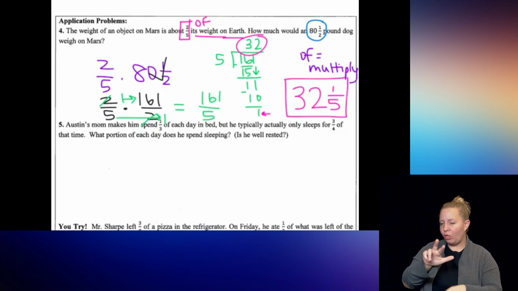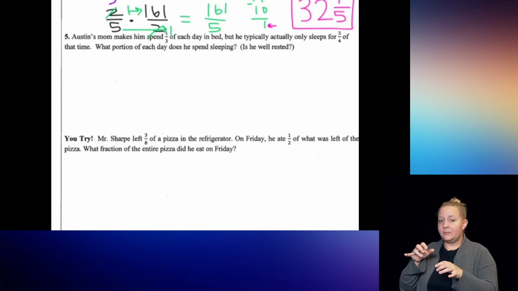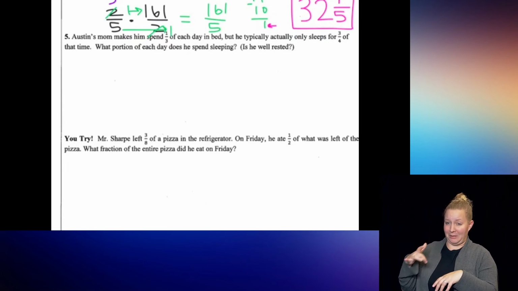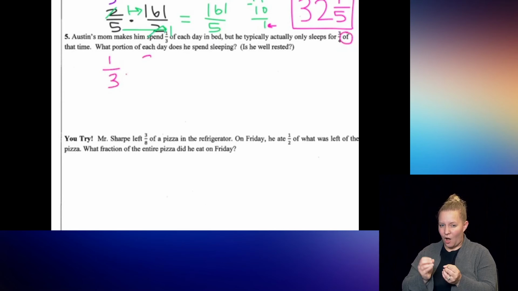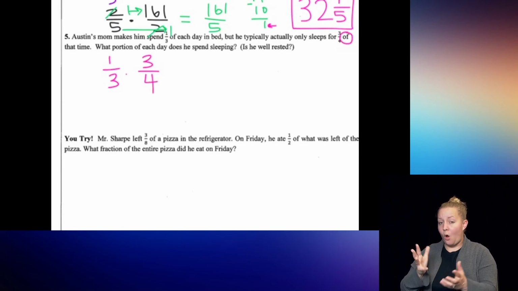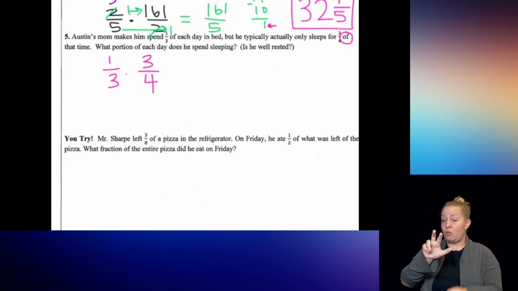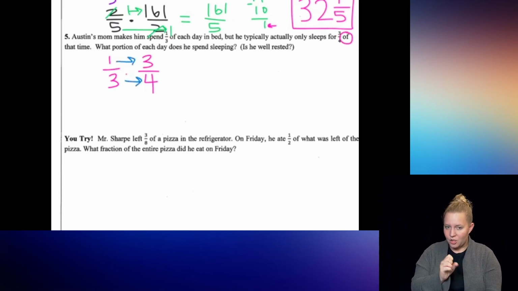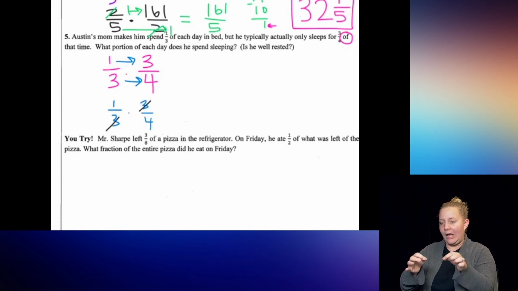All right, let's look at the next example. Austin's mom makes him spend 1/3 of each day in bed, but he only sleeps for 3/4 of that time. So again, we see that word "of." With our two fractions, we're going to multiply these two things together. So 1/3 times 3/4, because they want him to spend 1/3 of the time, but really he only spends 3/4 of that. When I multiply those two things together, you can just multiply straight across, or you can choose to cross simplify. I'm going to show the cross simplification down here.